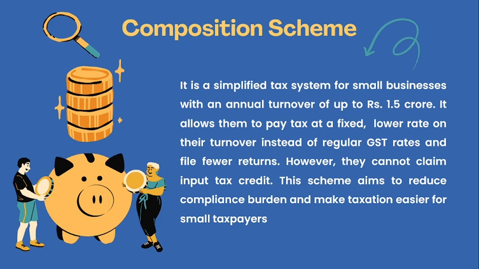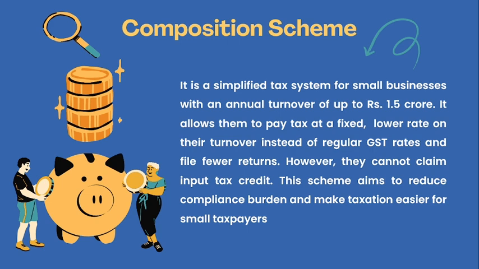The composition scheme under GST is a simplified taxation system meant for small taxpayers to reduce their compliance burden. It allows eligible businesses to pay tax at a fixed percentage of their turnover instead of maintaining detailed records and filing multiple returns. This scheme is available to registered persons whose aggregate turnover in the previous financial year does not exceed 1 crore 50 lakhs, and 75 lakh for some northeastern and hilly states, and who are engaged in supplying goods or restaurant services, but excluding those restaurants that serve alcohol.